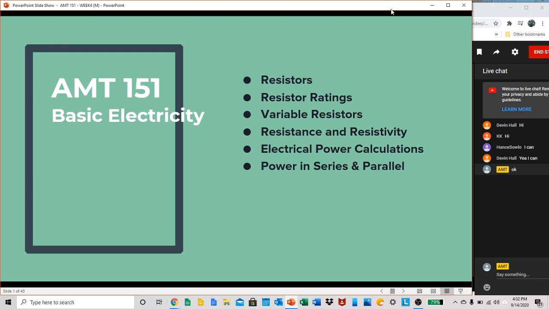Today, in basic electricity, we're going to talk about resistors, resistor ratings, variable resistors, resistance and resistivity, electrical power calculations, power in series and in parallel.